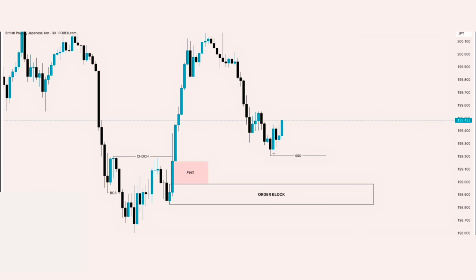And then liquidity must be present. If there is no liquidity, you are likely going to be the liquidity. So make sure there's liquidity price will clear before tapping into your order block. Let me show you guys some smart entries I was able to catch using order block entry models.